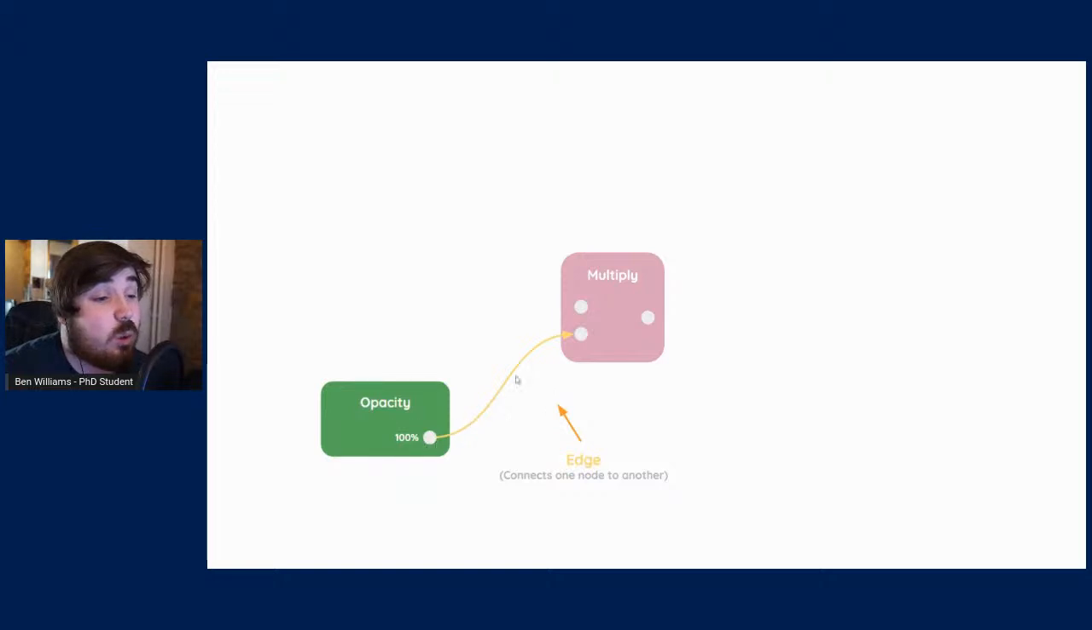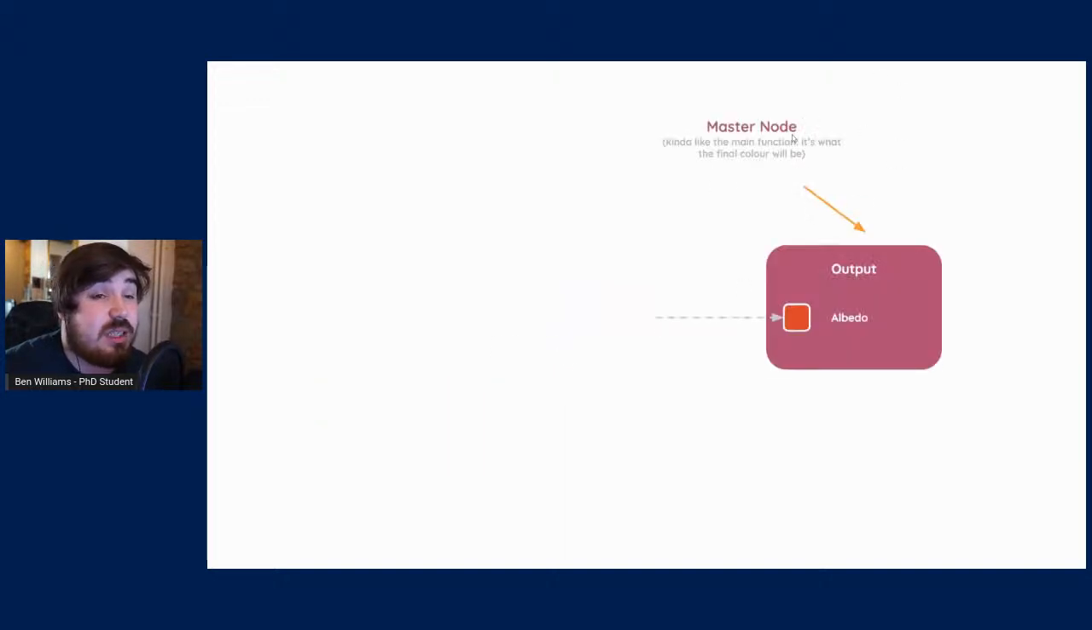We call the connections between these inputs and outputs edges, very similar to 3D modeling edges and so forth. What we're doing is saying this opacity is going into this input here, right? And then finally, the master node is almost like the main function, if you've done programming before. It's what the final color will be. You do all your calculations here, and then you put the final color into this main function, and it sets the color to that.